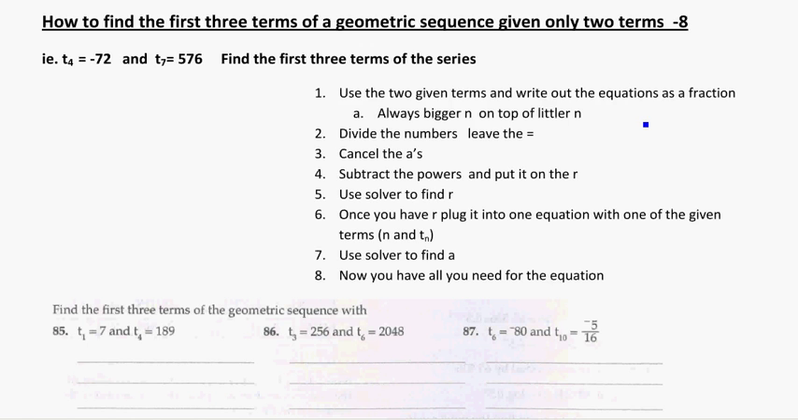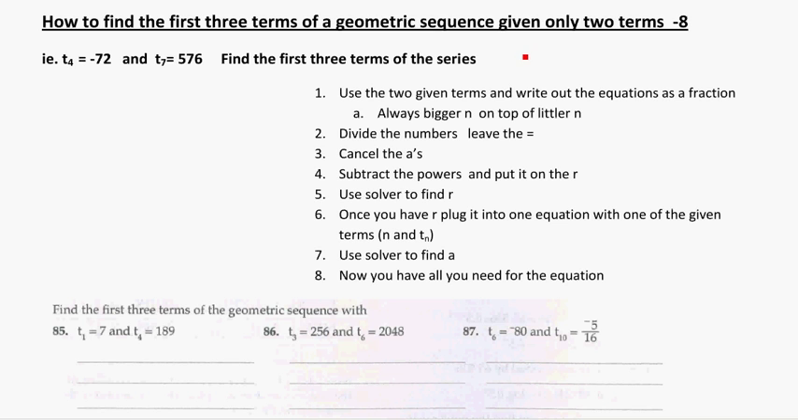Right, so with geometric sequences, when we're trying to find the first three terms, when they've given you any other two terms in the sequence, it's a bit more complicated than the arithmetic sequence, I will warn you of that. And it might seem kind of intimidating, but if you watch this a few times, take your time, and give a practice at a few problems, you'll be able to get your process for it, and it will work out for you.